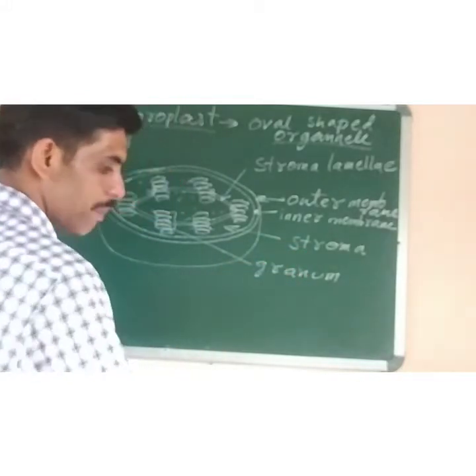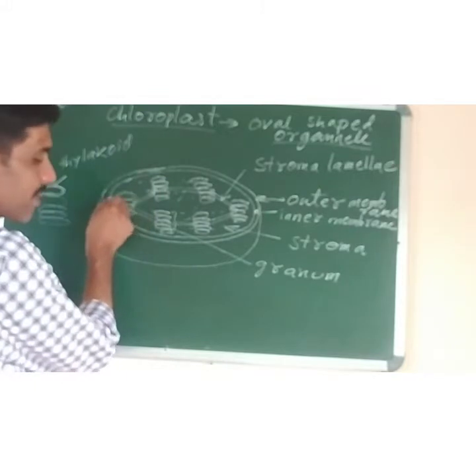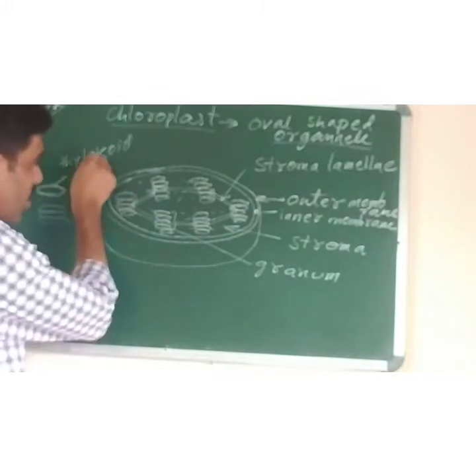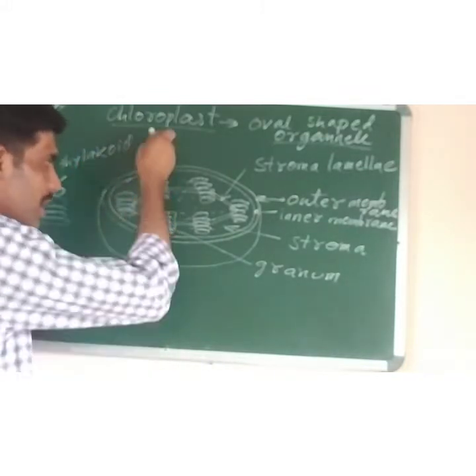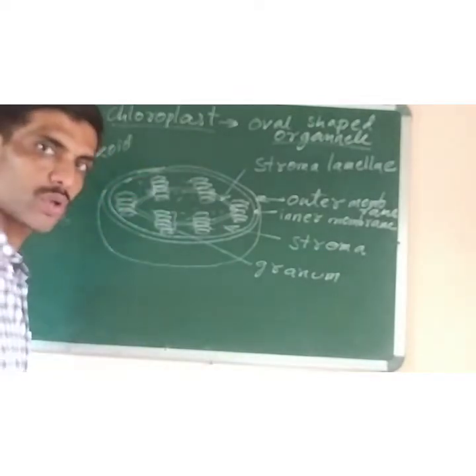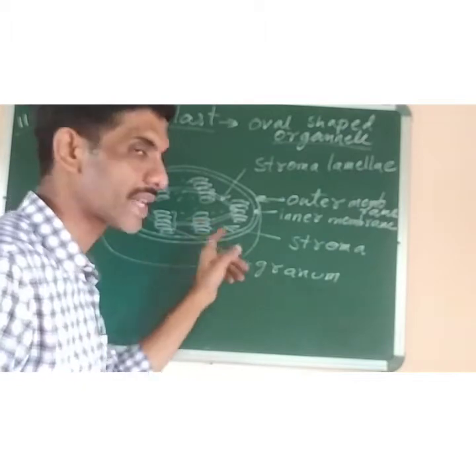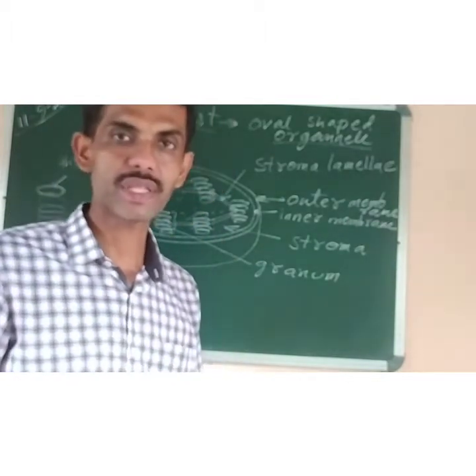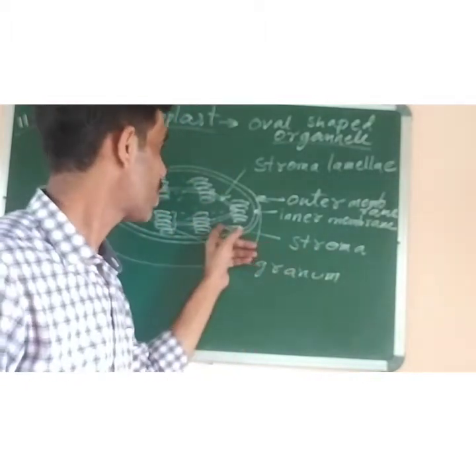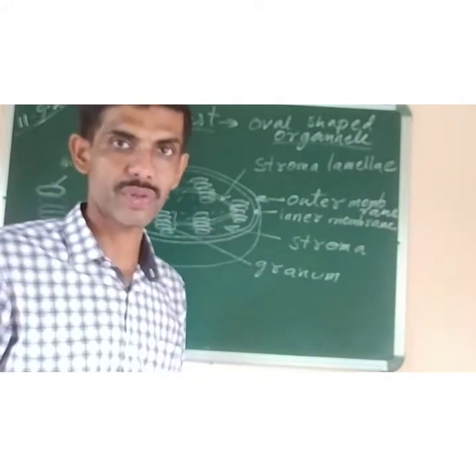And matrix consists of coin-like flat structures which are called thylakoids that are arranged in a stack or in a row to form a pillar-like structure called granum. And this granum is the site of light reaction of photosynthesis, whereas stroma is the site of dark reaction of photosynthesis.